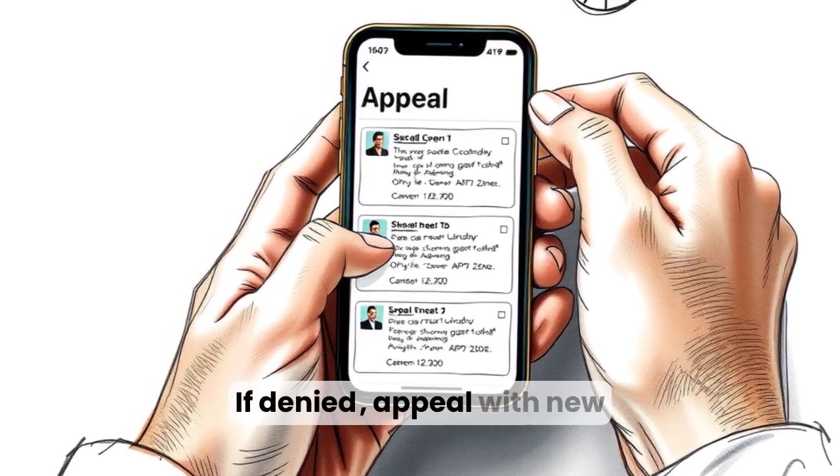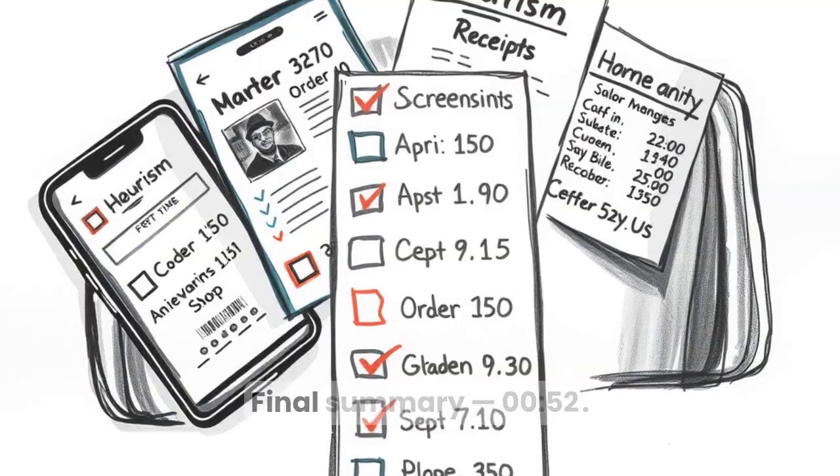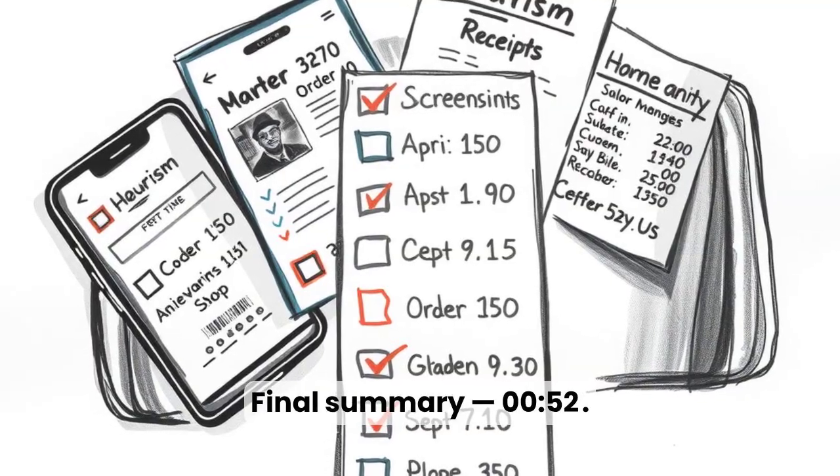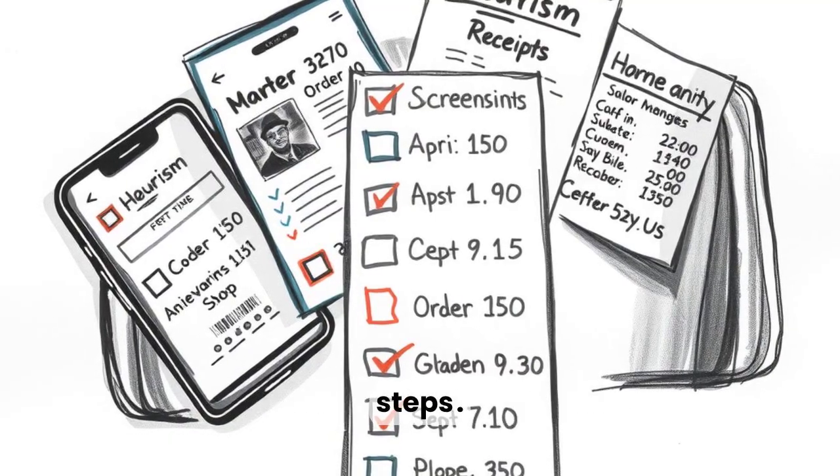Step 5, 0:44. If denied, appeal with new evidence or request a chargeback as last resort. Final summary, 0:52. Gather receipts, screenshots, order IDs, and follow these steps.